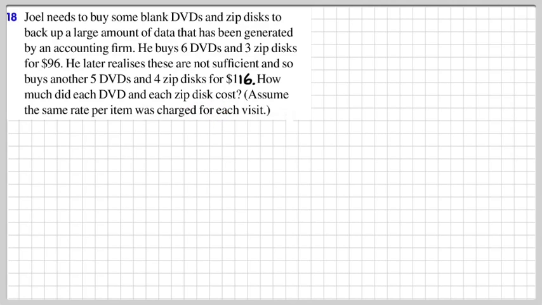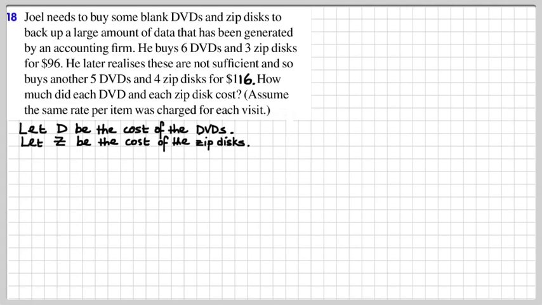So I better assign that as my variable. I'm calling D the cost of the DVDs, and Z the cost of the zip disks. And you'll notice that I put a little line through the Z, because sometimes these things can morph into 2's, and then your whole question runs amok, okay? So now we've got to make up an equation.